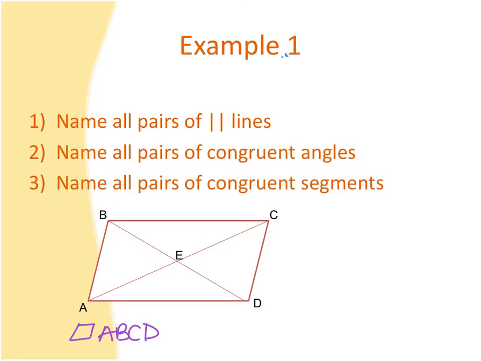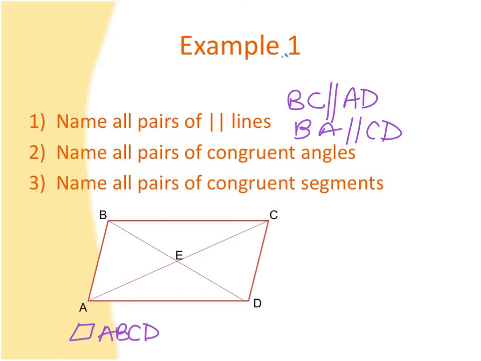Emily, had your hand up. Good. BC is parallel to AD. And Leah, you had your hand up? BA is parallel to CD. Good. So BC and AD are parallel, and BA and CD, or AB and DC. You can put those letters in any order.